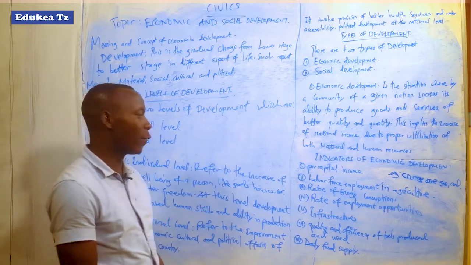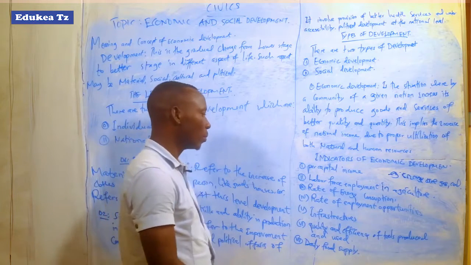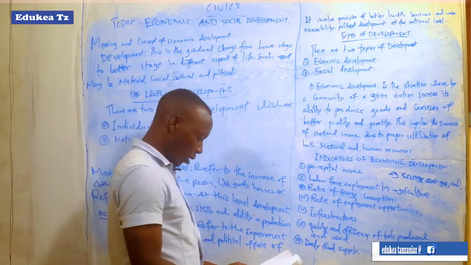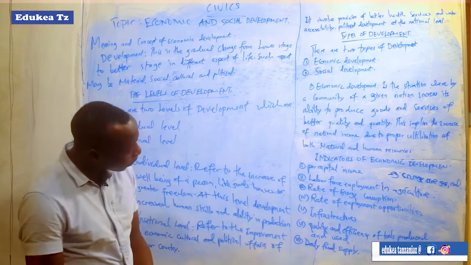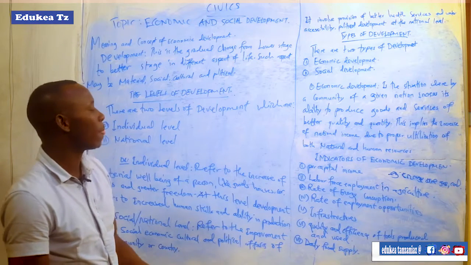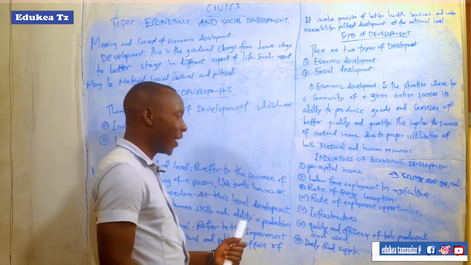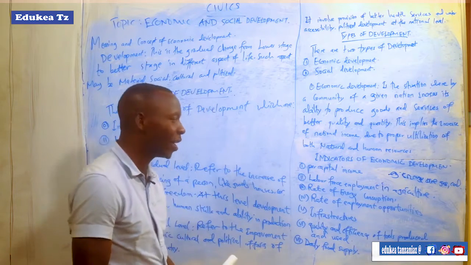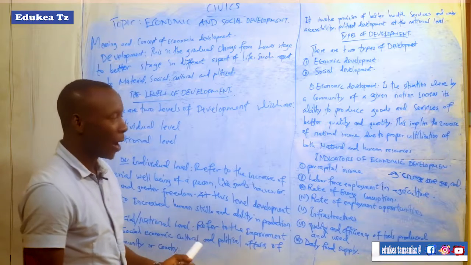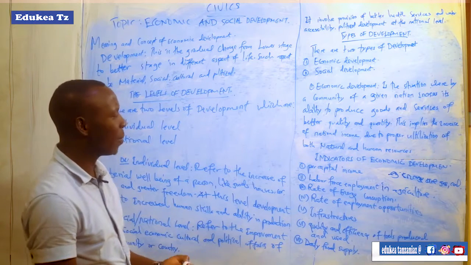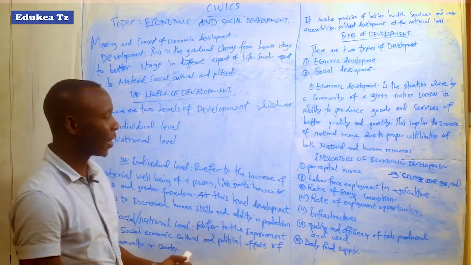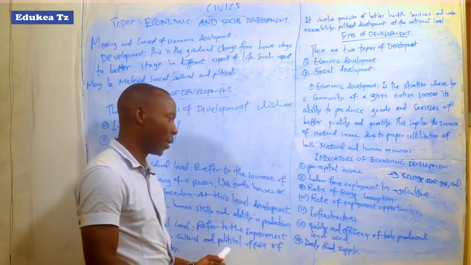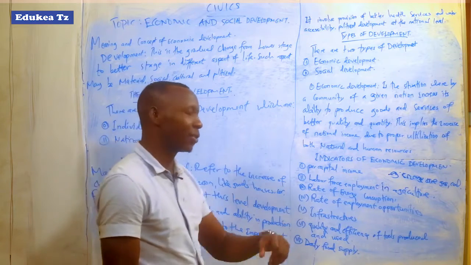Number 4, rate of employment opportunities. In most developed countries, opportunities are very high, so most people are employed. Compared to that, in developing countries opportunities are very few, whereby most of the elites and graduates are unemployed until today. Good examples like Tanzania.